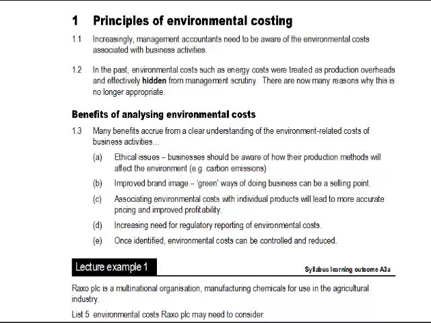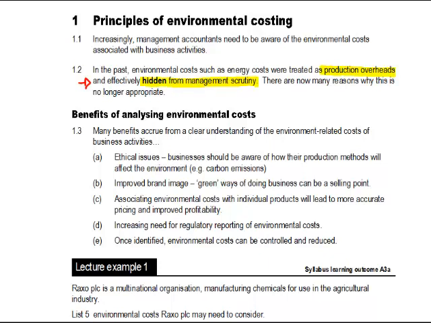This chapter is about environmental costing. It's really about how management accountants can ensure that environmental costs are managed properly in a business. Now, in order to manage environmental costs, what we've got to do is make sure that we can see them. And the important point here is in paragraph 1.2, that in the past, environmental costs were treated very much as production overheads. And because of that, they were kind of hidden from management scrutiny.